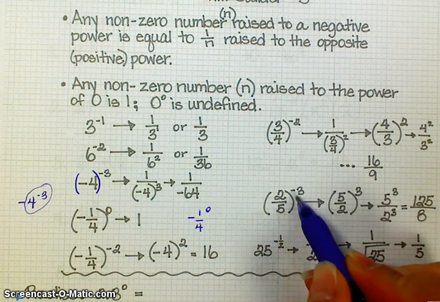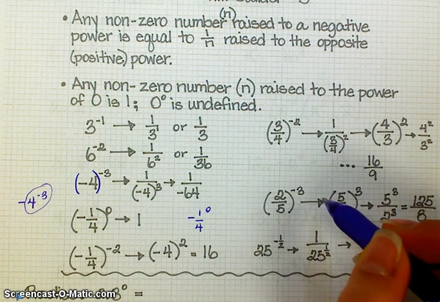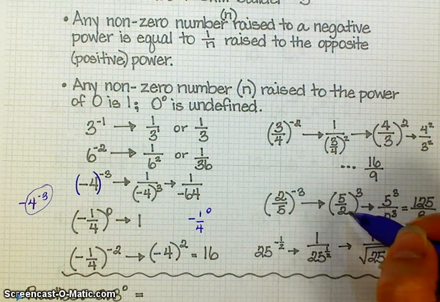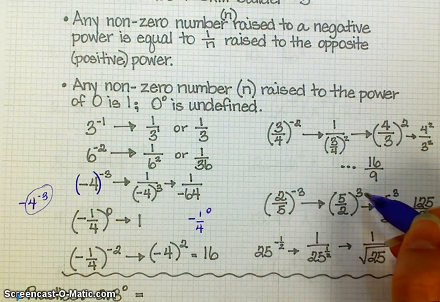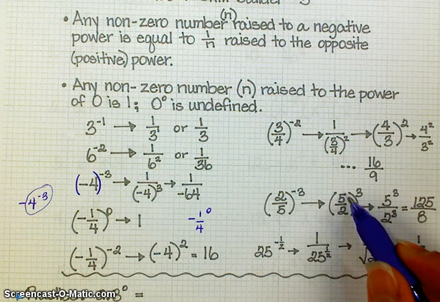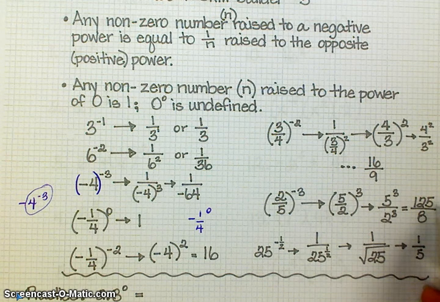Okay, 2/5 to the negative third power. First of all, it would be like 1 over 2/5, but that's the same as just taking that fraction and flipping it. So now you have 5/2 to the third power. That 3 is going to apply to both the numerator and the denominator, so 5 to the third divided by 2 to the third, and you wind up with 125 over 8.